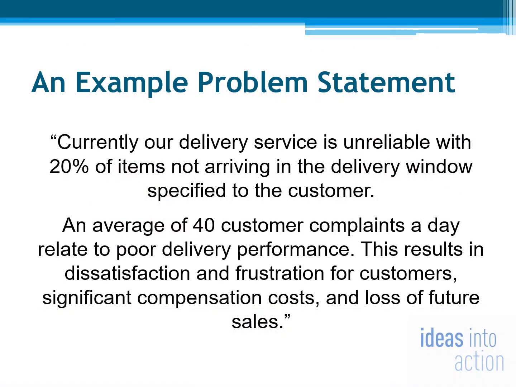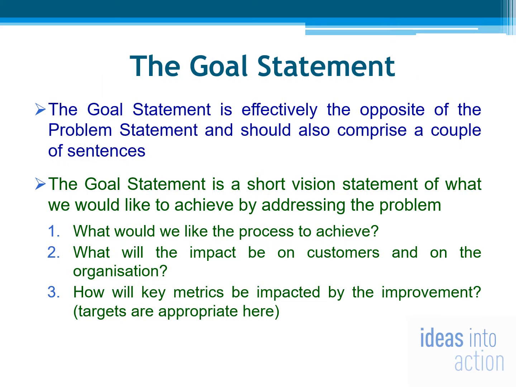So this is an example problem statement from a company making deliveries to customers, and they're talking about their delivery process. Currently, our delivery service is unreliable, with 20% of items not arriving in the delivery window specified to the customer. An average of 40 customer complaints a day relate to poor delivery performance. This results in dissatisfaction and frustration for customers, significant compensation costs, and loss of future sales. So that's a good succinct problem statement.